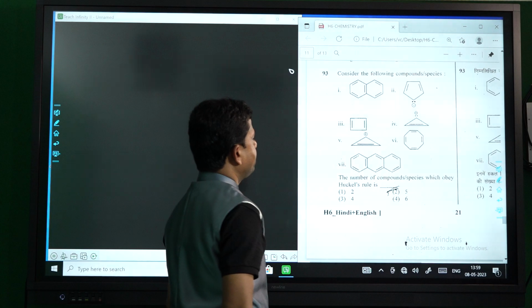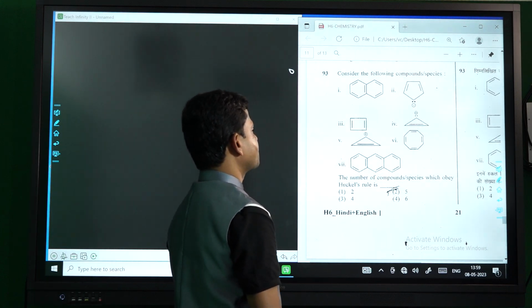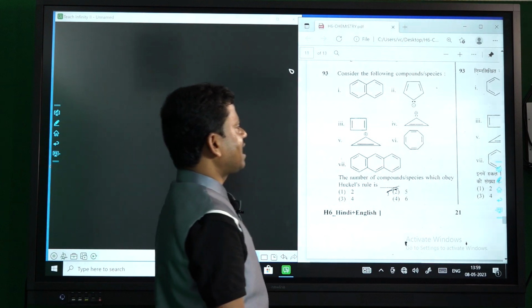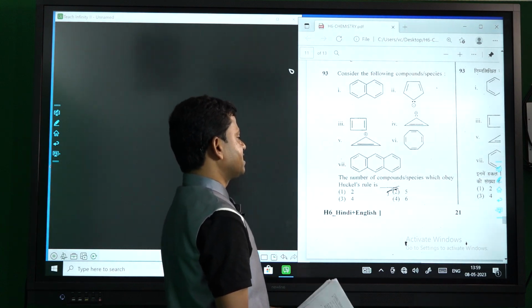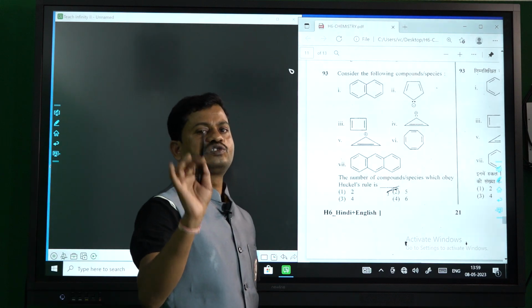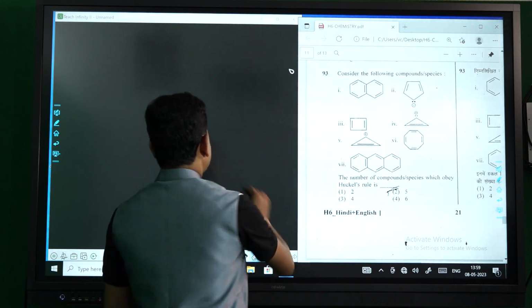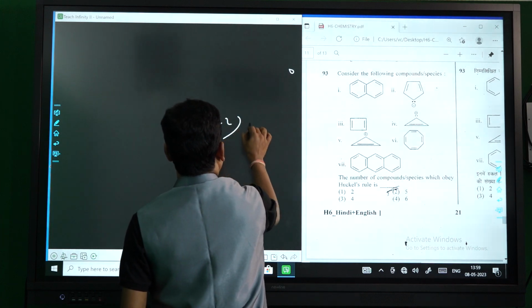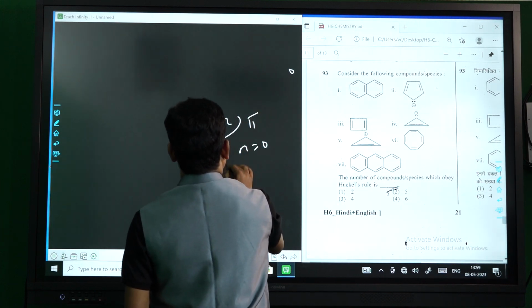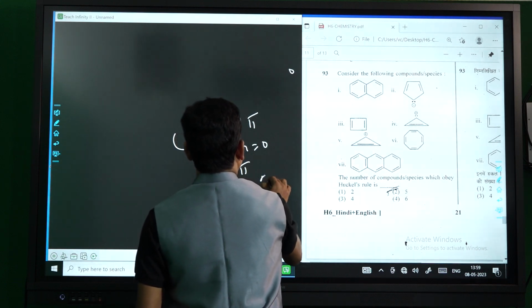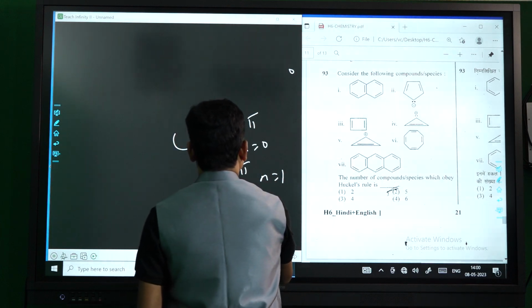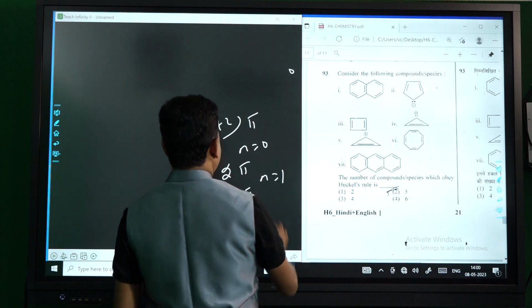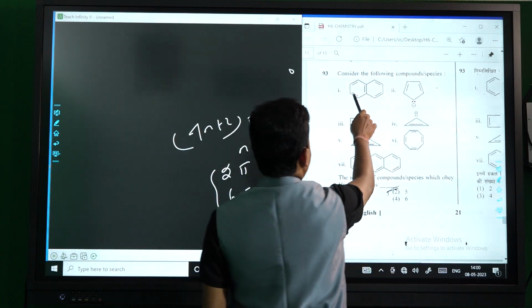Question number 93. Consider the following compounds or species. Some organic molecules and organic ions are given, coded 1 to VII. How many of these obey Huckel's rule? Just count the 4n plus 2 pi electron pattern. If n equals 0, you get 2 pi electrons. If n equals 1, you get 6 pi electrons. If n equals 3, you get 14 pi electrons. So 2, 6, 14 is how we count.